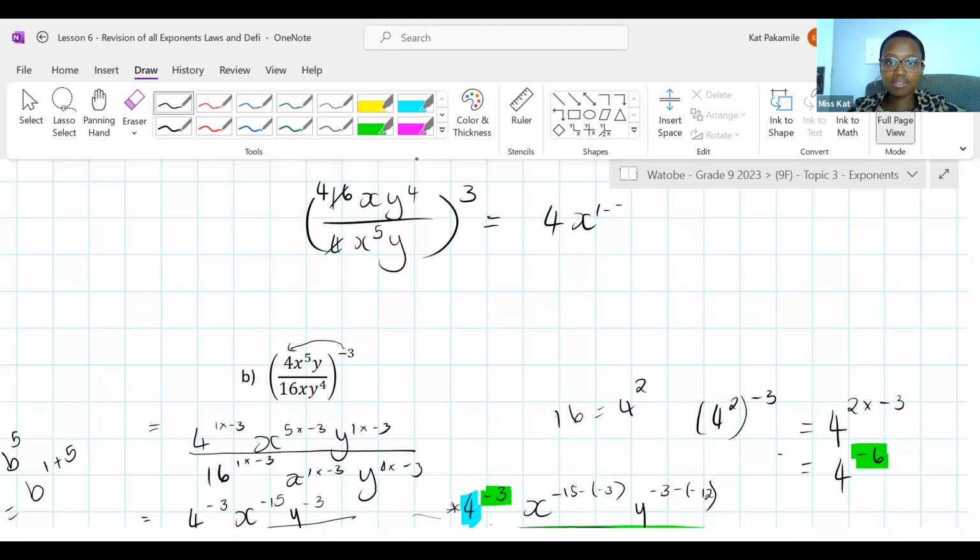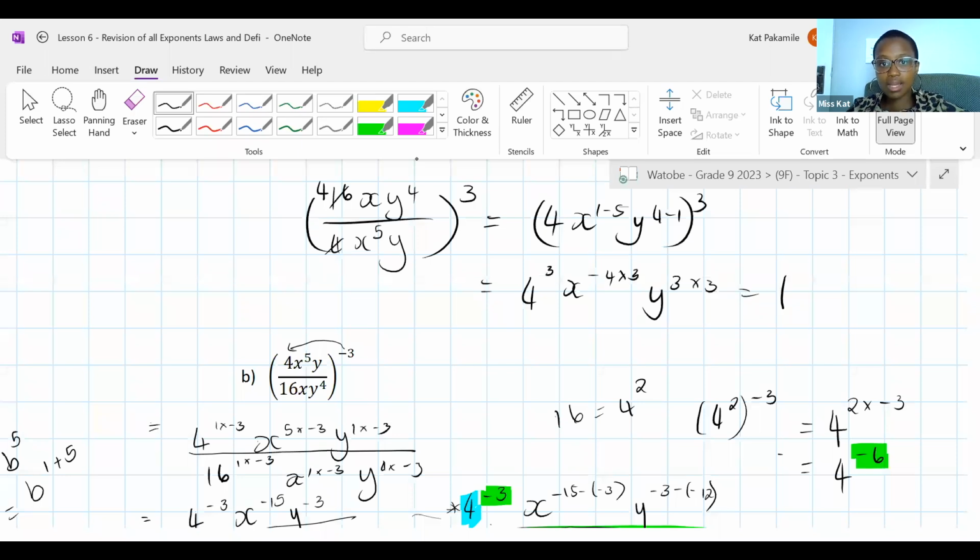Then we distribute our 3. So 4 cubed, x to the 1 minus 5, which is negative 4, times the 3 that was outside. And then y to the 4 minus 1, which is 3, times the 3 that was outside. That will be 64, x to the negative 12, because negative 4 times 3 is negative 12, y to the 9. And then you just move this negative 12 to the denominator and you end up with the same answer. So there are 2 methods to do this.